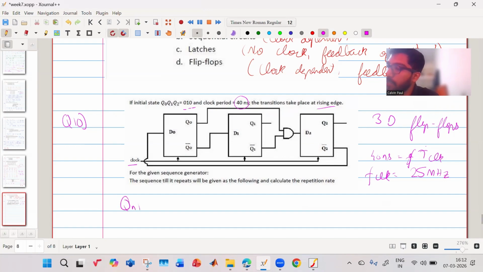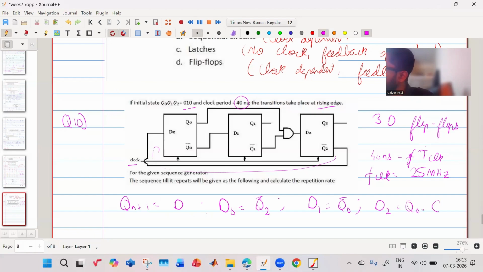We know Qn plus 1 is equal to D. Whatever input you give, that is the value you will get, but this should happen only at the transition. So what is your D0? It's coming from here, there is a feedback. D0 is equal to Q2 bar. D1 is equal to Q0 bar. And D2 is equal to Q0 and Q1 bar.